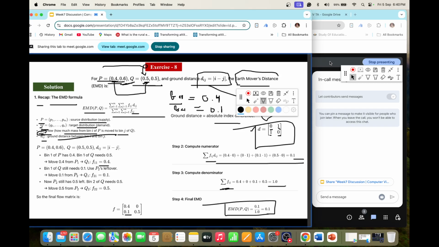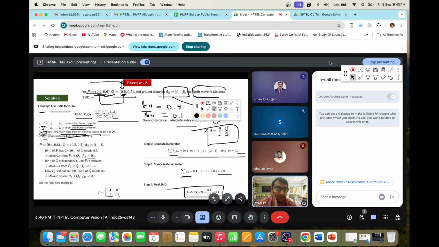F21 is 0.1. Is it clear what I told? No, sir. Is it 0.6 minus 0.5? No, not 0.6 minus 0.5. The demand initially was 0.5, right? But 0.4 we have already transferred, so our demand 0.4 gets filled. Now 0.5 minus 0.4 is 0.1, so still we have demand of 0.1.